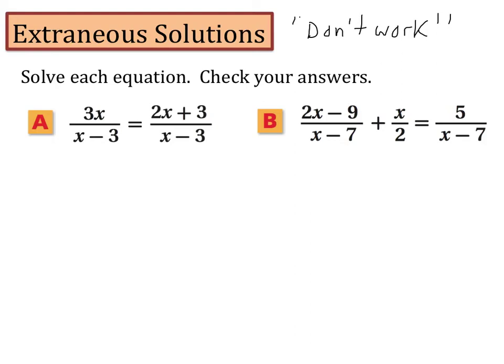So for example A, we have 3x over x minus 3 equals 2x plus 3. So the same process. I want to find the lowest common denominator, which here is just going to be x minus 3.